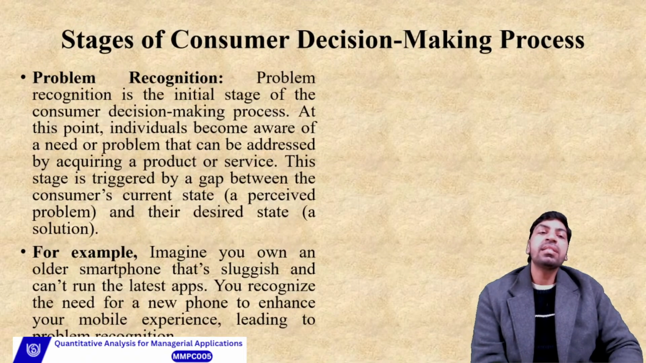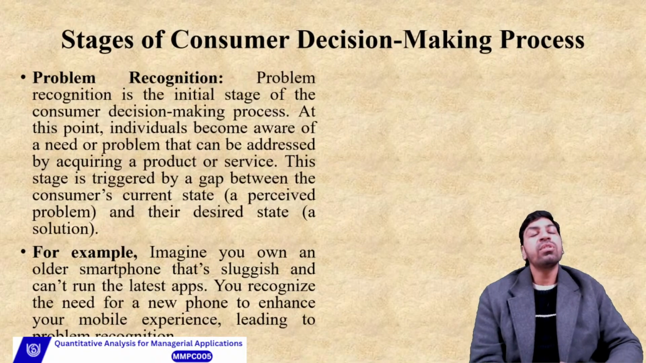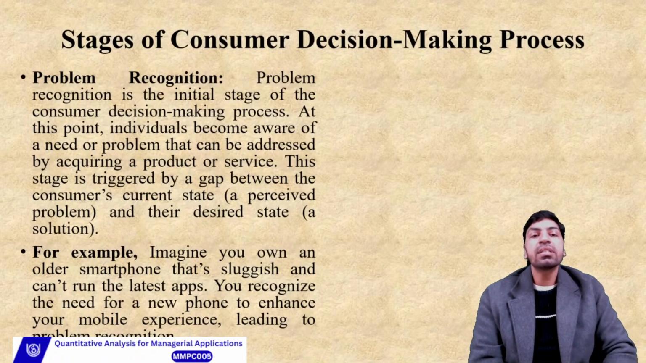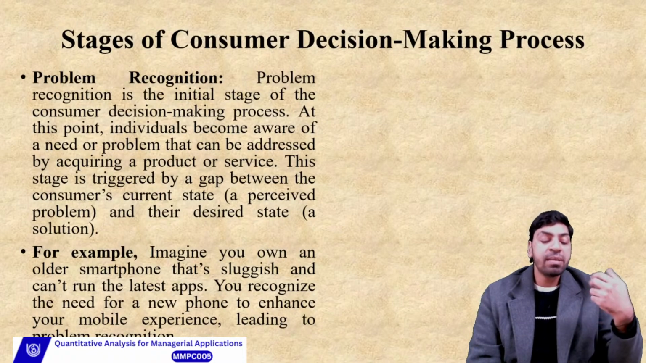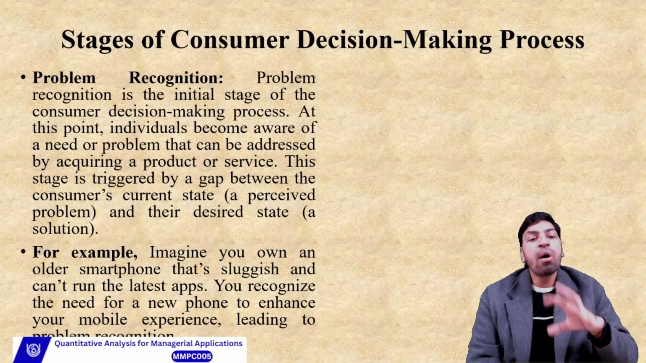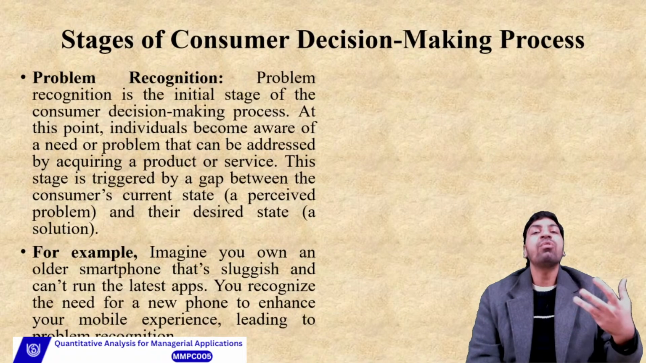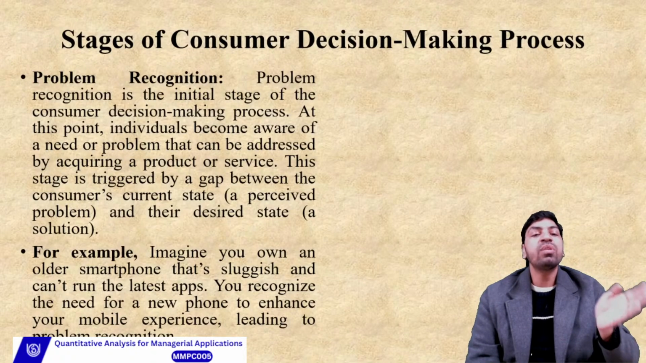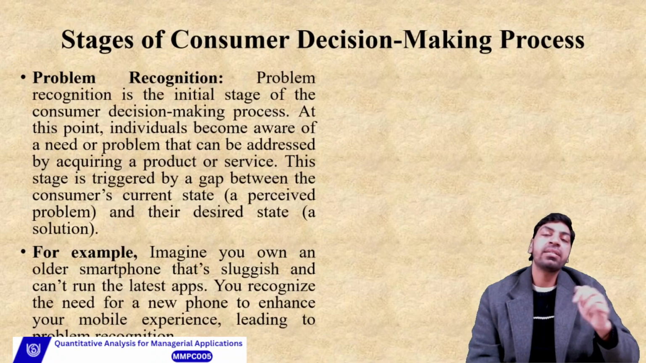The next concept is the stages of the consumer decision making process. The first one is problem recognition. During the initial stages of the consumer decision making process, or this consumer buying process, it is very important for an individual to be aware of the need and the problem in order to acquire a particular product or service. And of course, the individual needs to understand the difference between the perceived problem and its solution.